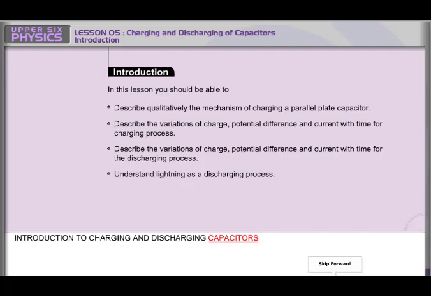Introduction. In this lesson, you should be able to describe qualitatively the mechanism of charging a parallel plate capacitor. Describe the variations of charge, potential difference, and current with time for the charging process. Describe the variations of charge, potential difference, and current with time for the discharging process. Understand lightning as a discharging process.